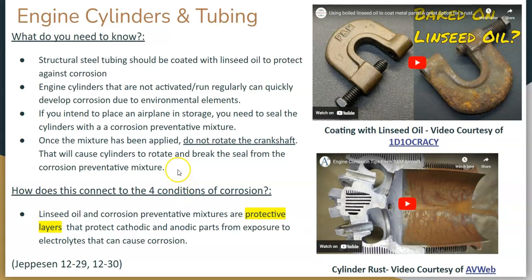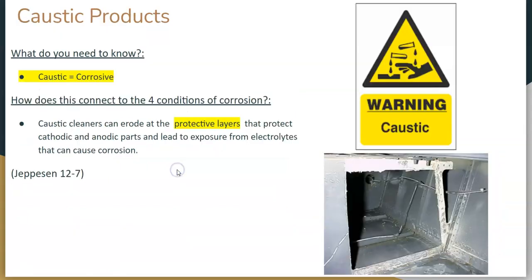and cause corrosion. Got a couple quiz questions for you. Let's knock them out. All right, let's move on.